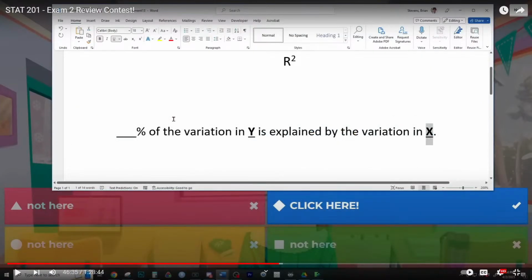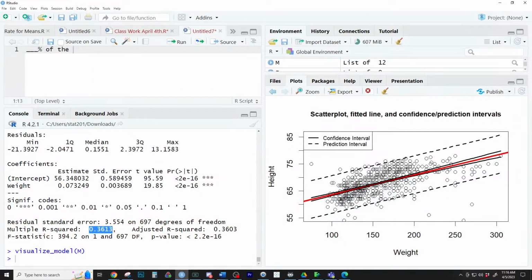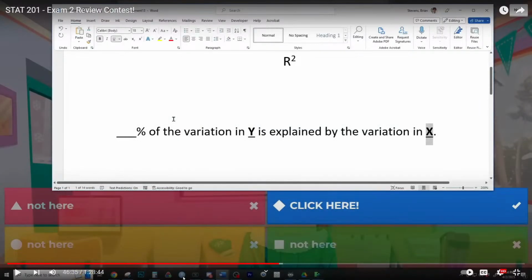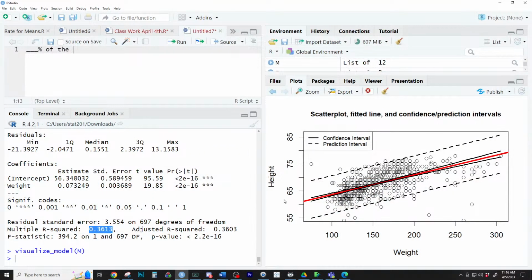So there's the interpretation. How would we do that now, Jackson? 100 points. Keep practicing right here. How would we do this now? There's the R squared value. We can see the Y and we can see the X. So what would we say here?